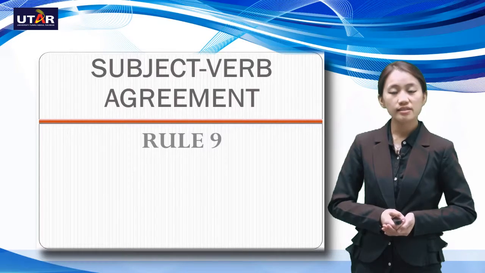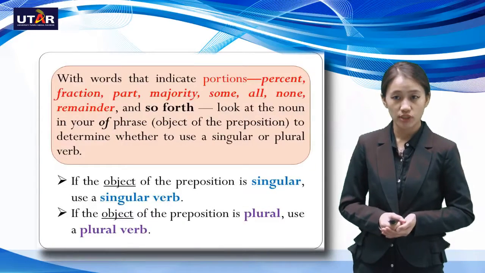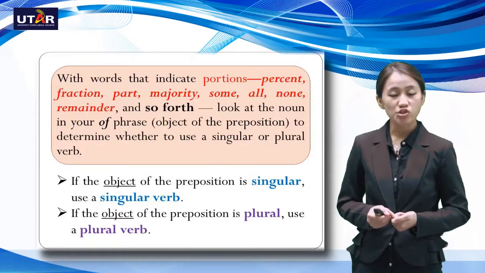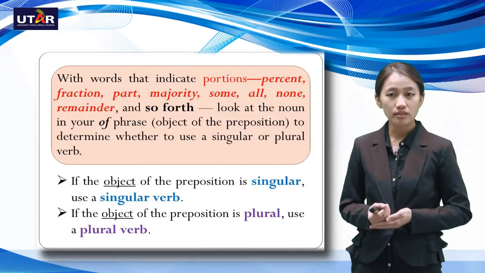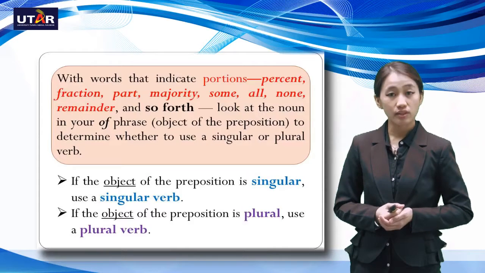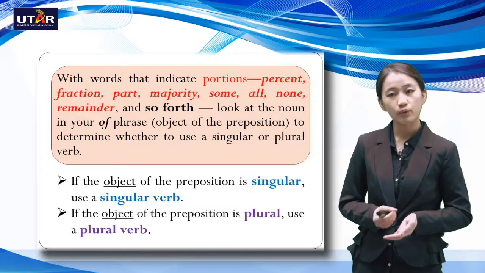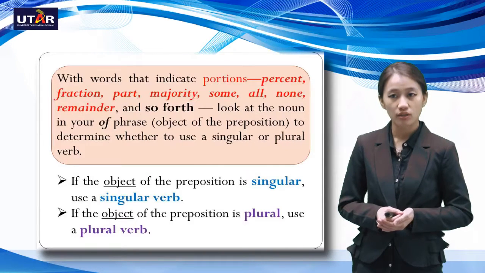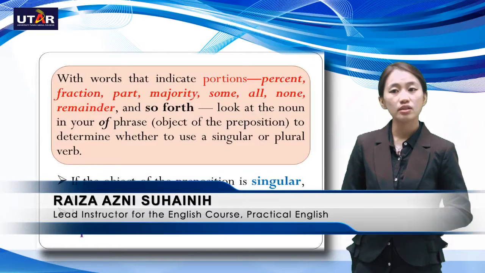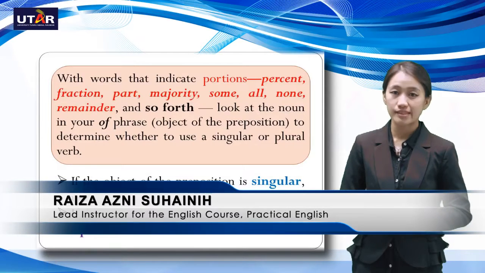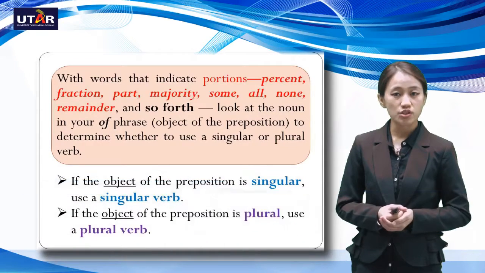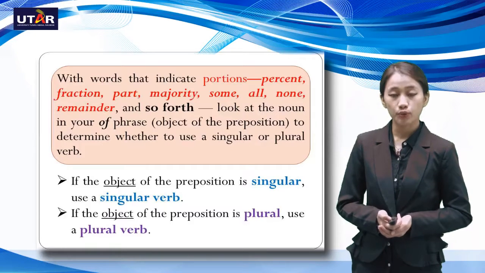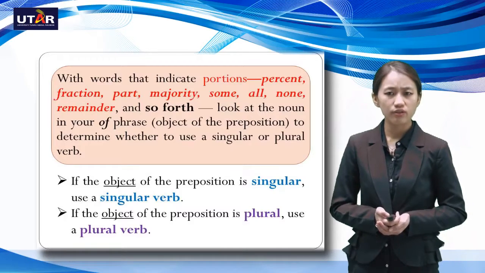For rule number 9, it states that with words that indicate portion, for example, percent, fraction, part, majority, some, all, none, remainder, and so forth, you have to look at the noun in your of phrase. In other words, it is the object of the preposition for you to determine whether to use singular or plural verb. If the object of the preposition is singular, of course you must use singular verb. If the object of the preposition is plural, then you have to use plural verb. Let's look at the example to understand further.